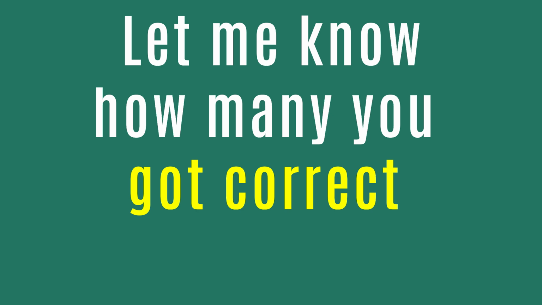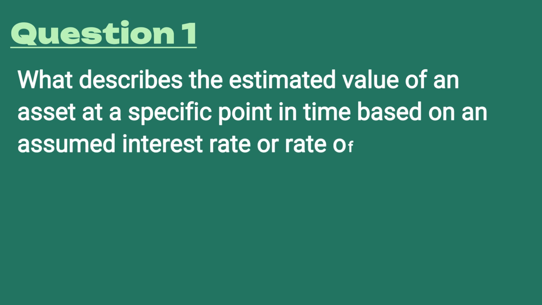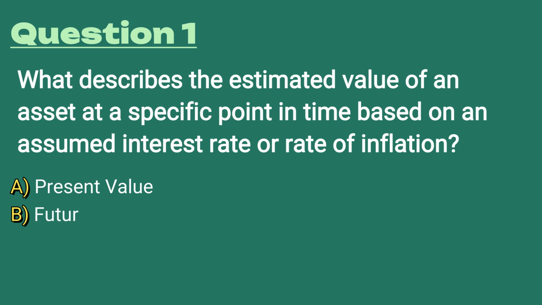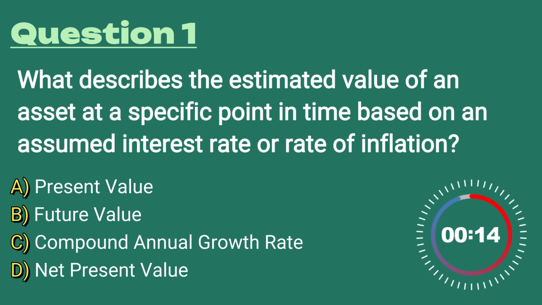Question number 1. What describes the estimated value of an asset at a specific point in time based on an assumed interest rate or rate of inflation? A, present value. B, future value. C, compound annual growth rate. D, net present value.